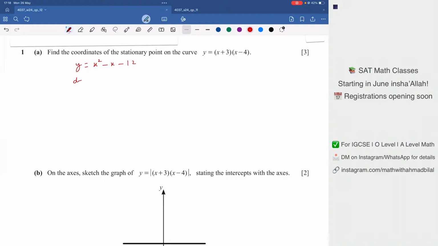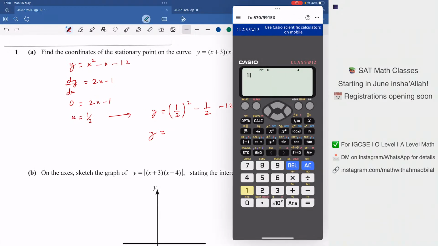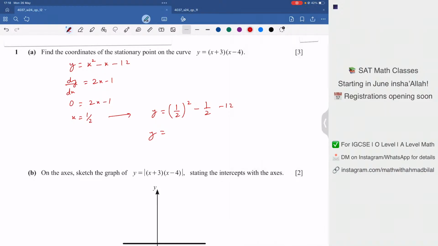Let's find the derivative of this, dy over dx. That's 2x minus 1. Put that equal to 0. 0 equals 2x minus 1. The value for x turns out to be 1 over 2. What about the corresponding y coordinate? That's y equals 1 over 2 whole squared minus 1 over 2 minus 12. Let's see what that turns out to be. 1 over 4 minus 1 over 2 minus 12, and that's equal to minus 49 over 4.